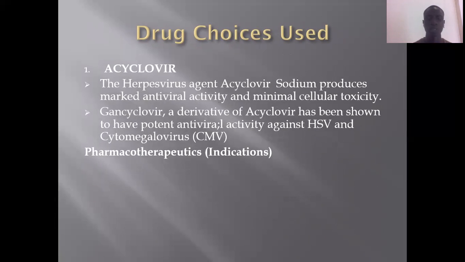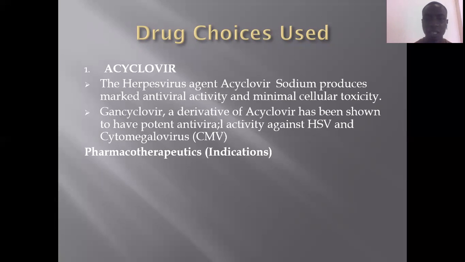The drug of choice is acyclovir. It is one of the drugs of choice used in the treatment of herpes infections. Acyclovir produces marked antiviral activity while minimizing cellular toxicity. So when somebody has a viral infection, acyclovir is the best drug of choice because it minimizes cellular toxicity.